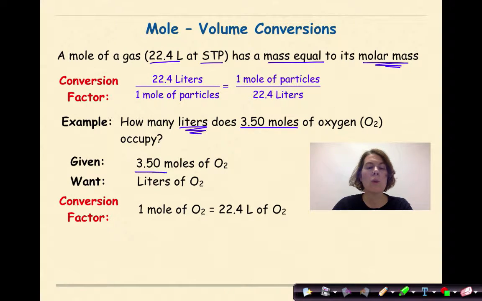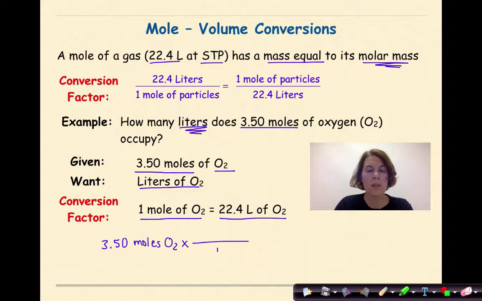So our given is 3.5 moles of O2. What we want is liters of O2, and our conversion factor is 1 mole of O2 will always equal 22.4 liters of O2. So the first thing that we're going to do is write down our given. And our given is 3.50 moles of O2. We're going to put a multiplication sign and a line. If I start with moles, moles needs to go on the bottom. Moles, O2, and I know for every 1 mole of O2, that is going to equal 22.4 liters of O2 because I want volume at the end.